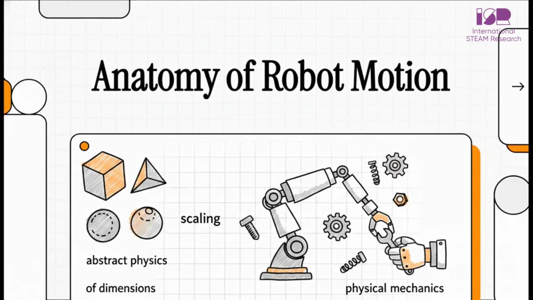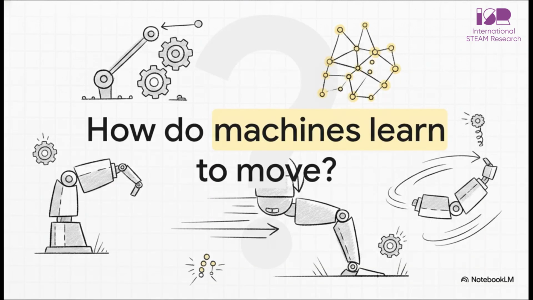So it all begins with a seemingly simple question. How do machines actually learn to move like us? Or, let's be honest, perhaps even better than us? It is a massive, massive conceptual leap to go from just a static piece of metal sitting on a workbench to a dynamic, moving, purposeful robotic entity. How exactly do we bridge that gap?